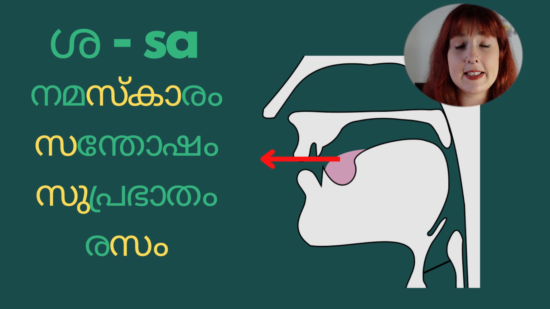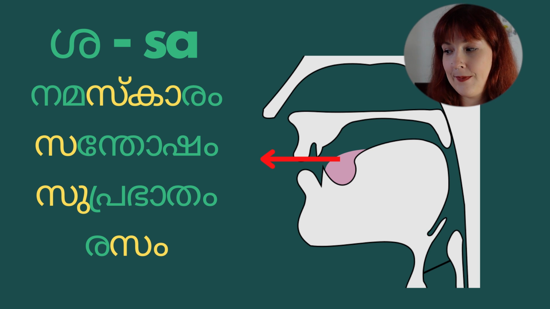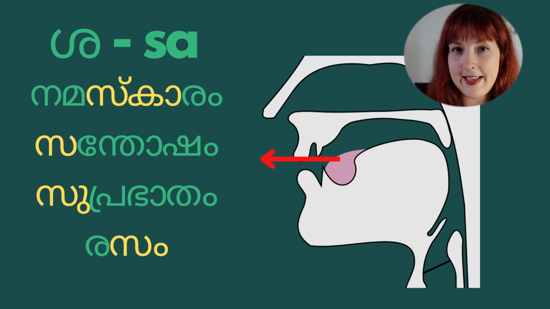All right, let's look at some examples of words that use the sa sound. So for example, namaskaram. Also, sandosham. Then, suprabhatham, and rasam. So see, this S is a very common S sound. No worries, great.